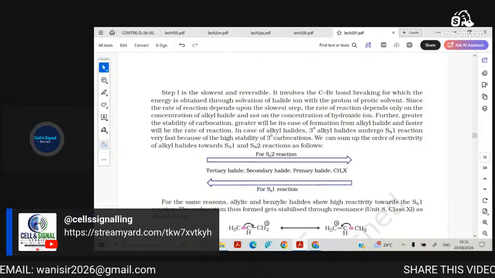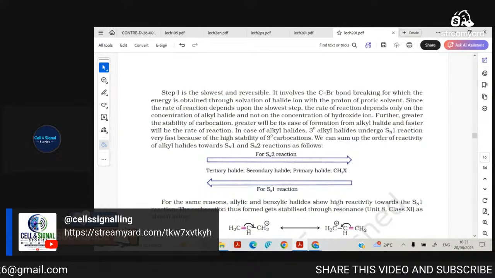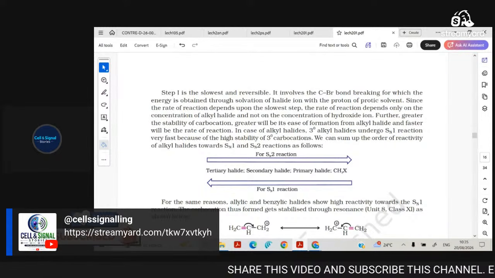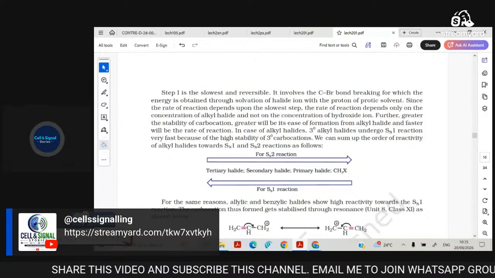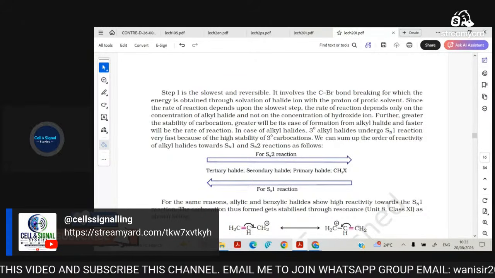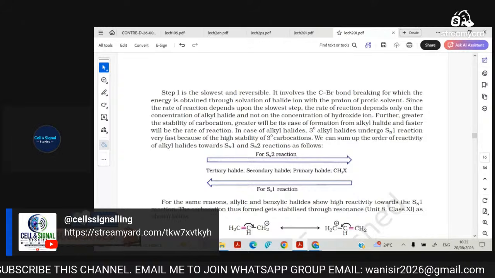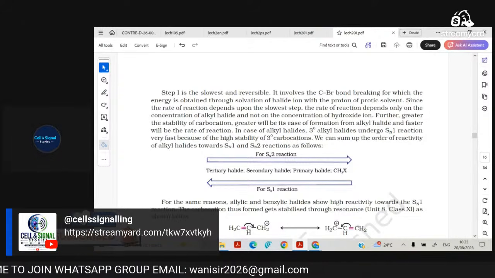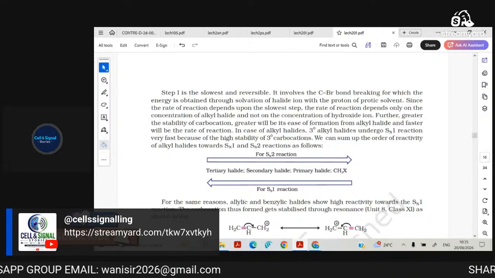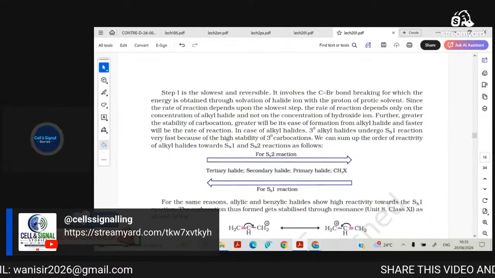Now, you can see step one is the slowest step and a reversible step. It involves C-Br bond breaking, for which the energy is obtained through the solvation of the halide ion with the proton of the protic solvent. That is why there is acetic acid and water. Since the reaction depends upon the slowest step, the rate of reaction depends only on the concentration of alkyl halide, not the concentration of hydroxide ion.